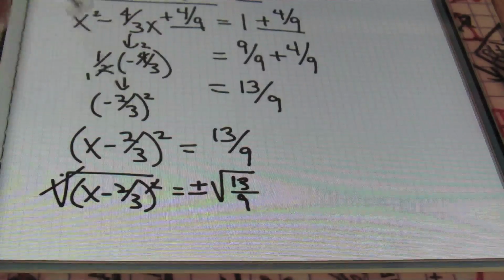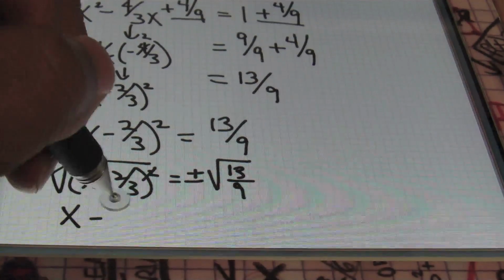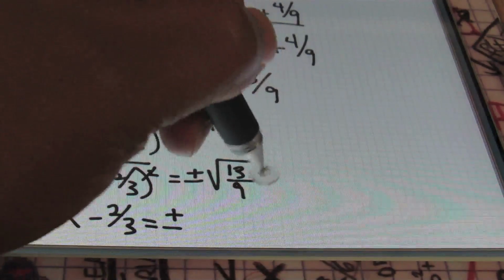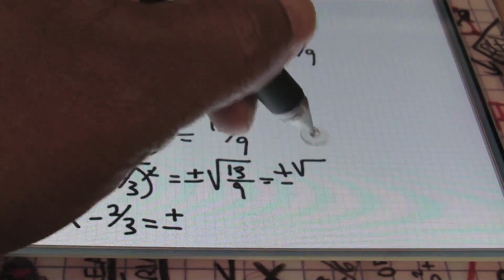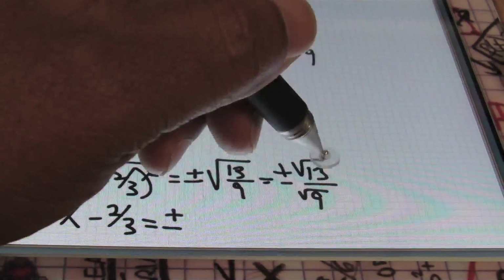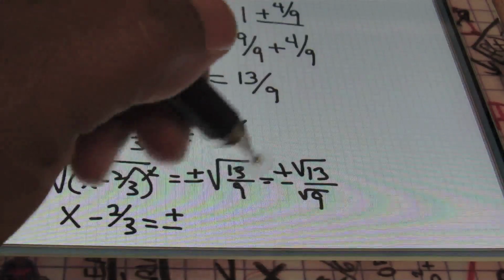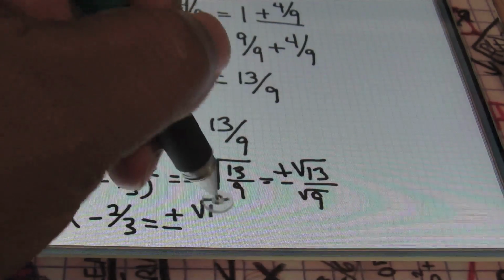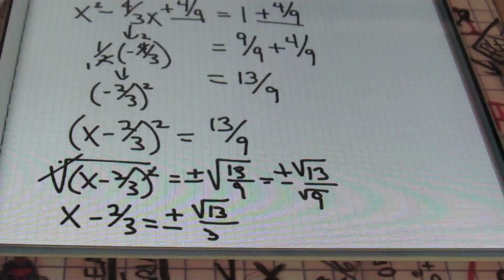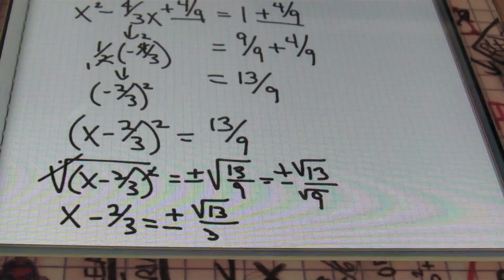Now, on the left side, the square root and the square cancel out, and I'll be bringing down this x minus 2/3, which equals plus or minus. See, you can simplify this, ladies and gentlemen, by breaking up that square root of 13/9 into the square root of 13 over the square root of 9. It's the same step that I used on the previous problem, but I didn't show it. So I'm going to end up with the square root of 13 over, and the square root of 9 would be 3. So once I have this, my next step is to add 2/3 to both sides of the equal sign.